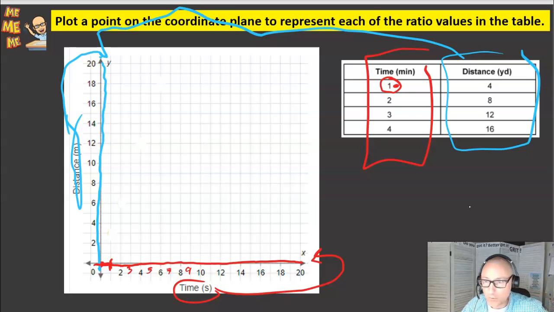So, up and down. This tells us we're going to go up or down. Since it's positive, we're going to go up. If this were negative, we go down. Positive 4 means go up. So let's go up 4. That's 1, 2, 3, 4. And that's where we're going to end up, right here. That's where that point is.